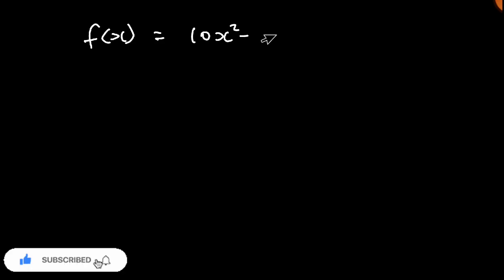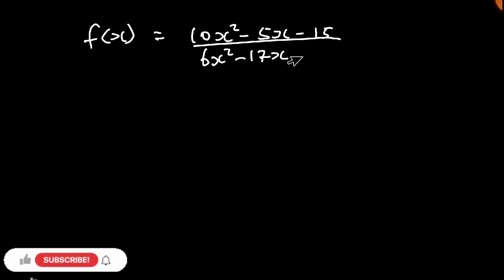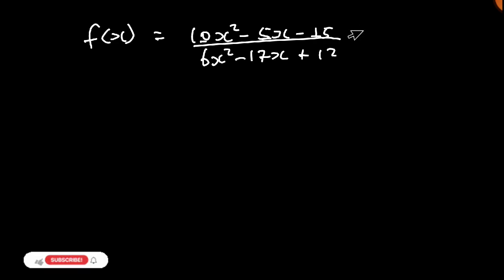Then let's solve one more question. This one is going to be a bit tough, but I want you to solve it with me. We have 10x squared minus 5x minus 15 divided by 6x squared minus 17x plus 12. So let's focus on the numerator. These terms 10, -5 and -15 have a common factor, and that common factor is 5. So you can factor out 5 from the numerator.